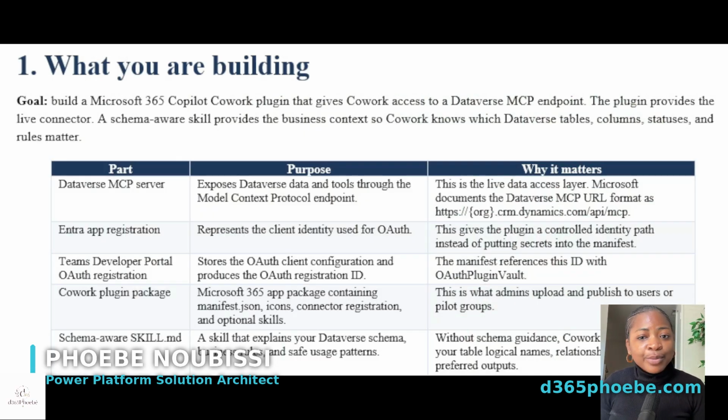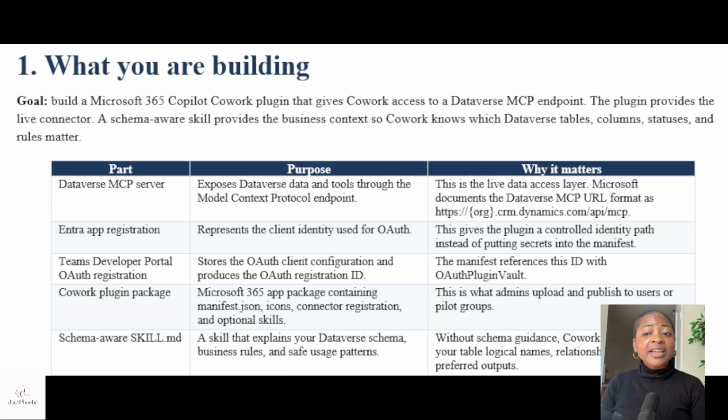What are you building? You are building a Cowork plugin that will give access to a Dataverse MCP endpoint. The plugin provides the connector inside Cowork and is aware of all the schema of the Dataverse tables, the columns, the statuses, the choice columns, and all of those things.